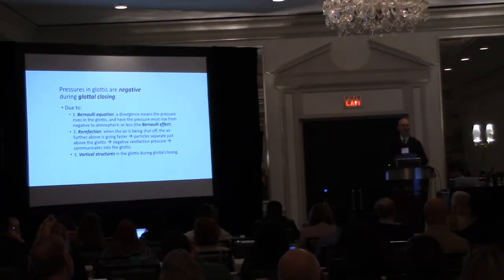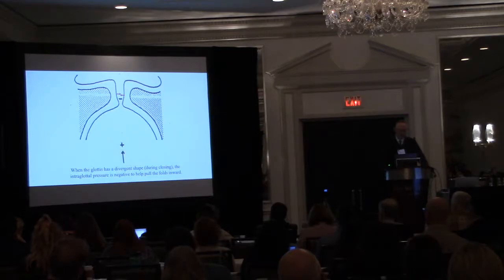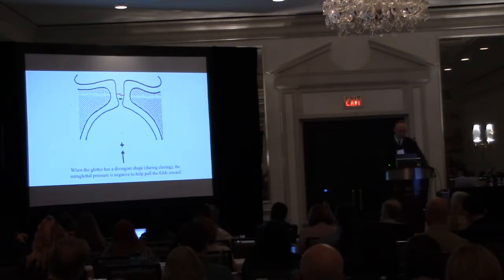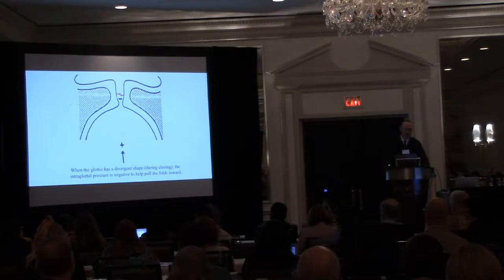That's called rarefaction, and it's a real term in acoustics. That's a negative pressure. So that rarefaction actually is communicated down into the glottis because it's occurring at the top of the glottis here. And that can be quite strong, especially the louder you are. And there can also be vortical structures that if the angle here is large enough and the flow separates from the wall, you'll have really nice curly lines of flow, and they can actually add to the negative pressure.